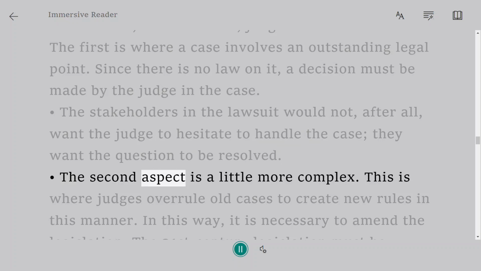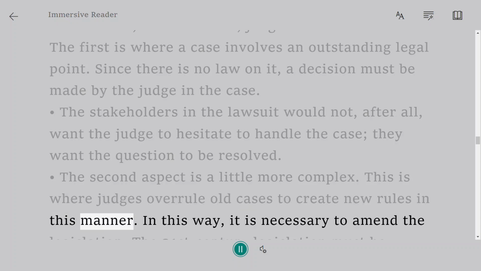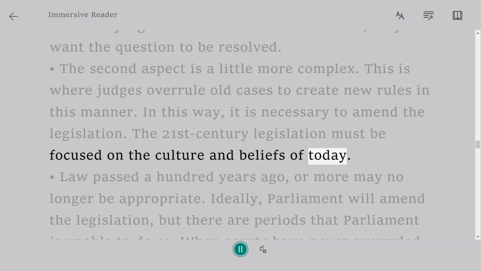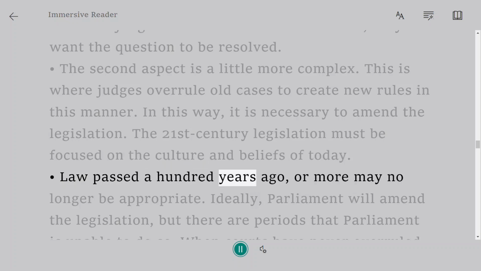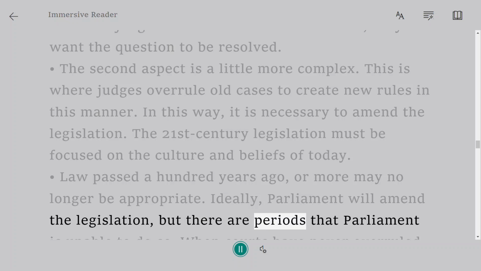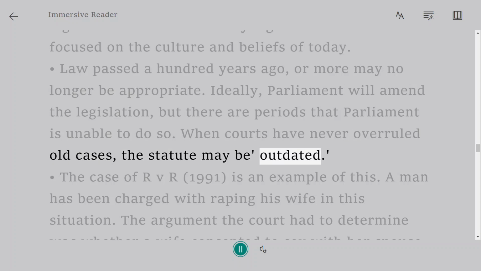The second aspect is a little more complex. This is where judges overrule old cases to create new rules. In this way, it is necessary to amend the law. The 21st century legislation must be focused on the culture and beliefs of today. Law passed 100 years ago, or more, may no longer be appropriate. Ideally, Parliament will amend the legislation, but there are periods when Parliament is unable to do so. When courts have never overruled old cases, the law may be outdated.